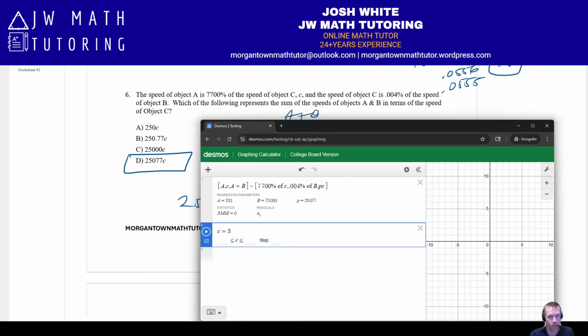So notice it doesn't matter what a and b are. Technically, the p-value here is 25,077, whether I pick 3 or 2 or 1 or even 10. The p-value remains constant. So this just confirms, this is how you would know it's answer choice D, because you see 25,077, which is multiplied by c.